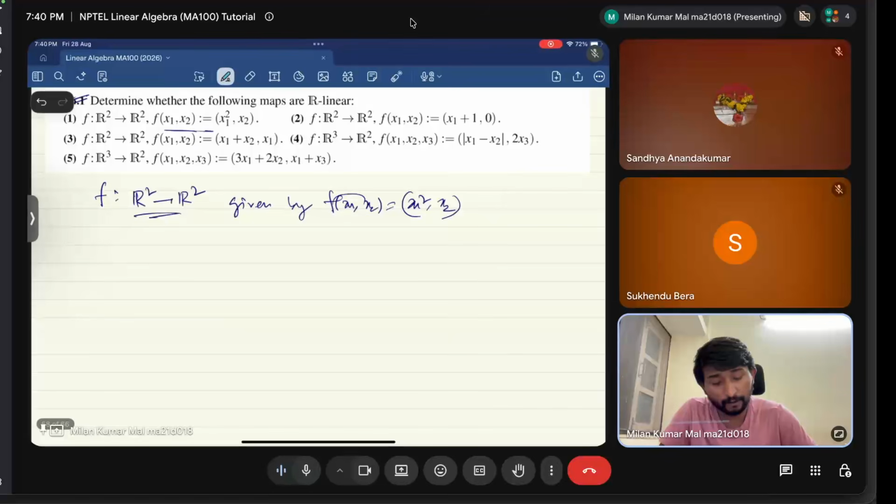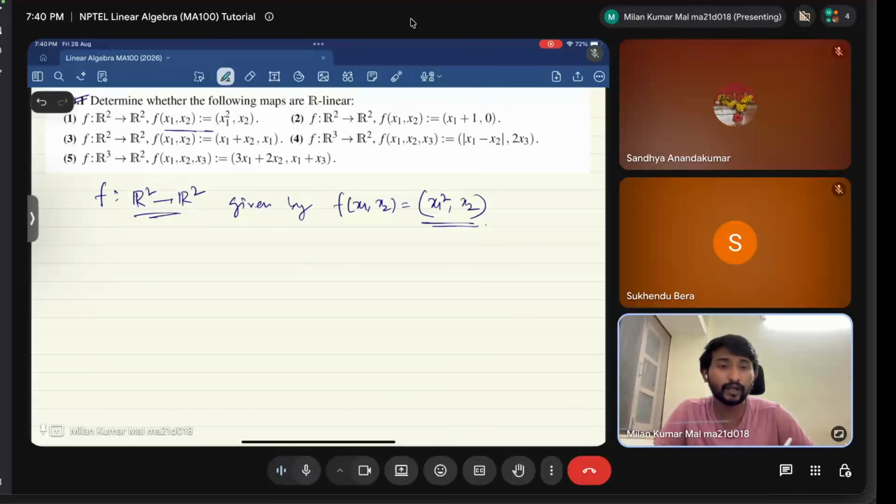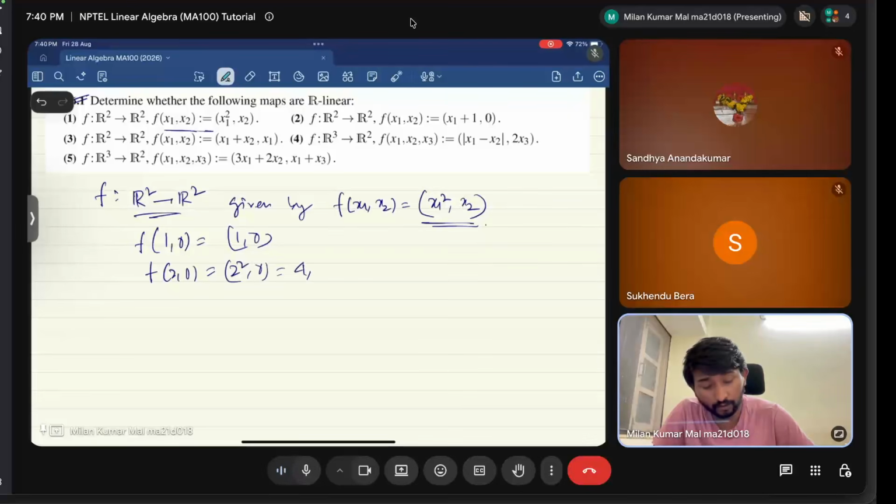The map is f of x1, x2 is equal to x1 square, x2. This is what the map is. So I have to prove the linearity, that is, f of c alpha plus beta is equal to c f of alpha plus f of beta. If that does not happen, then we will say that this is not linear. So let's see. If we write 1, 0, what is it mapping to? F of 1, 0 is equal to 1, 0. F of 2, 0 is 2 square, 0, that is nothing but 4, 0.